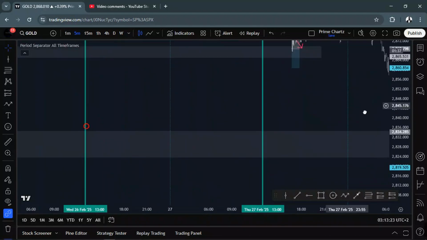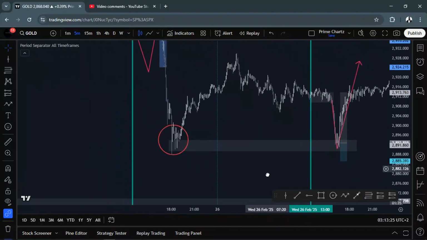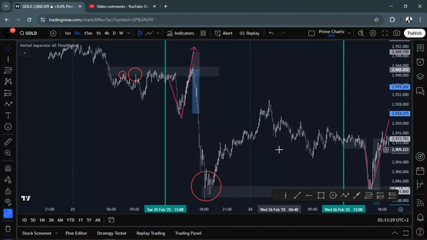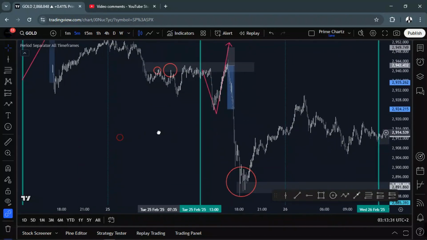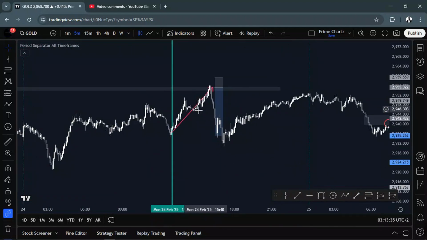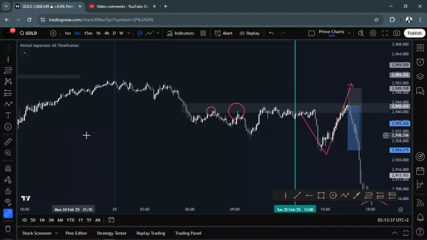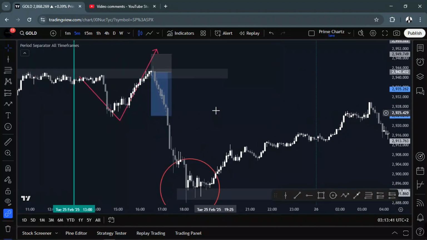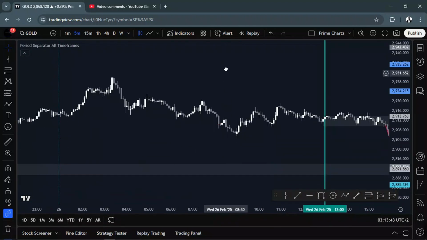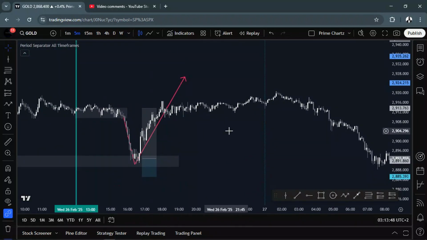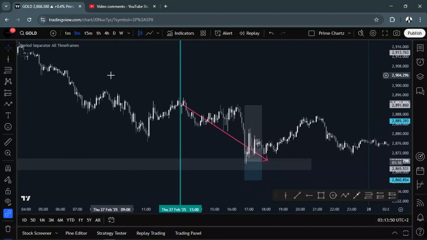Right? So as you can see, guys, we have 4 wins and 1 loss. So from Monday, we see this was a successful trade. Tuesday, again, this was another successful trade. On Wednesday, another successful trade.